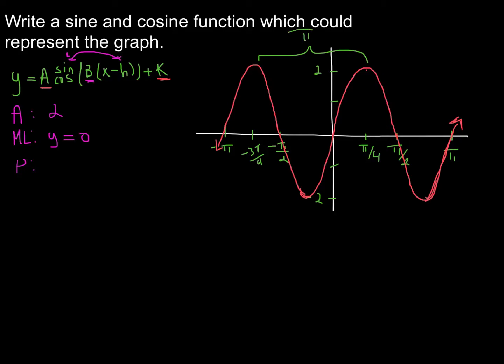So the period, remember, is 2 pi over the absolute value of b, and in this case that period is 1 pi. So the value of b in this case has to be 2.